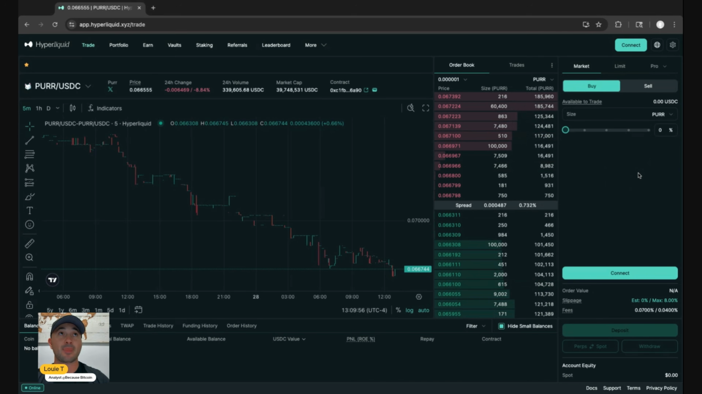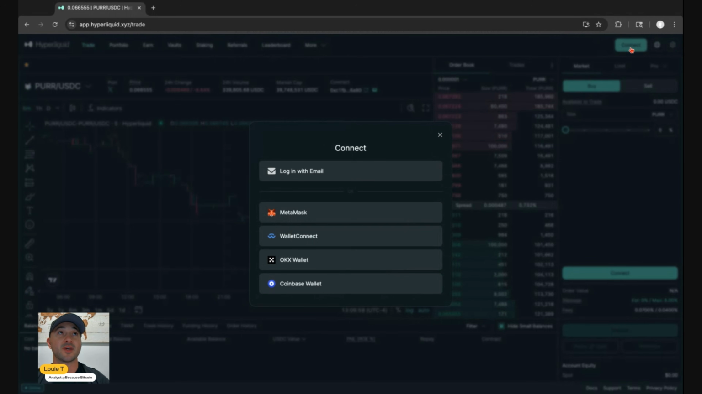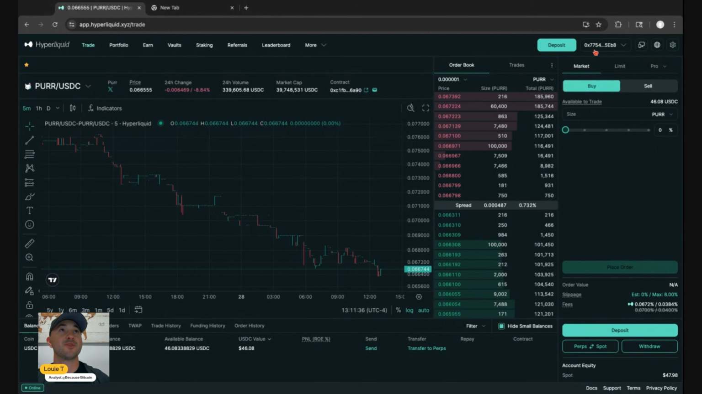Third step would be to hit connect on the top right. Obviously, I recommend MetaMask, but again, these are the options of wallets you could use: Wallet Connect, OKX, Coinbase wallet. All right, so now our wallet is successfully connected to Hyperliquid. You can see this is an old wallet here. If you're just signing up for Hyperliquid, you're going to need to bridge USDC over to Arbitrum chain. So I need to show you how to do that as well.